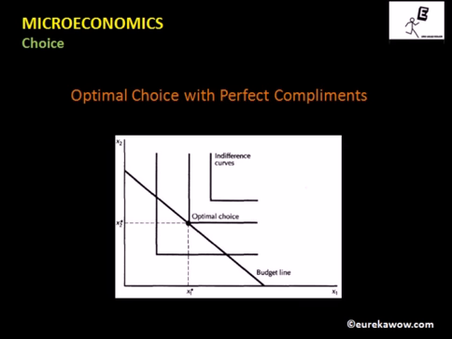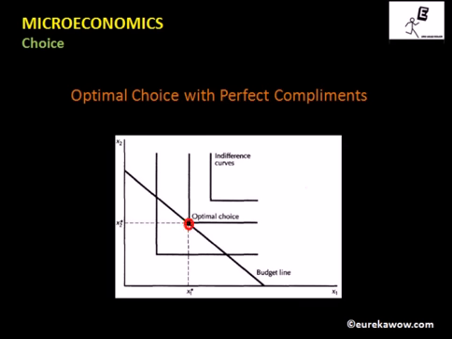Now let's look into optimal choice with perfect complements. We know that in case of perfect complements, the indifference curves are L-shaped, and as a result we clearly cannot apply calculus here because the indifference curves are not smooth. So we simply say that the point which lies on the budget line, that is affordable, and which lies on the highest indifference curve is the point of optimality. So this is the point of optimality.